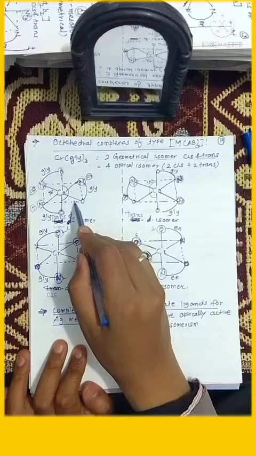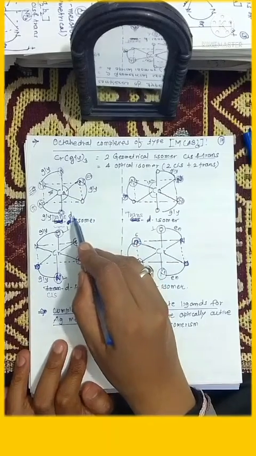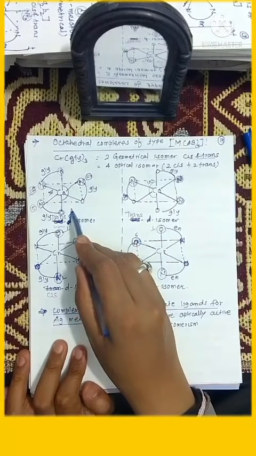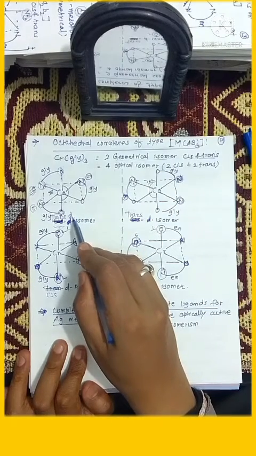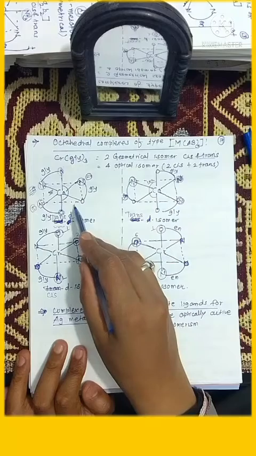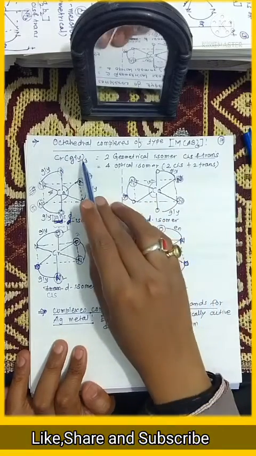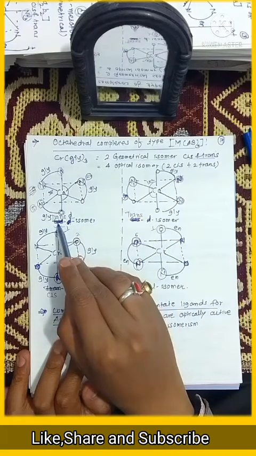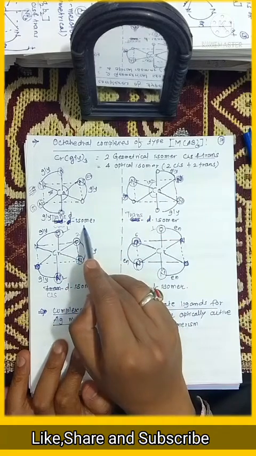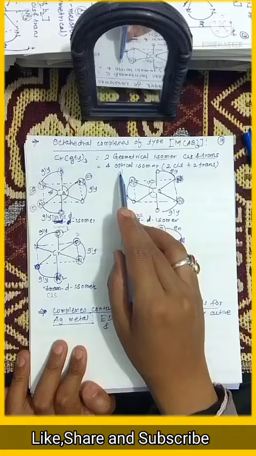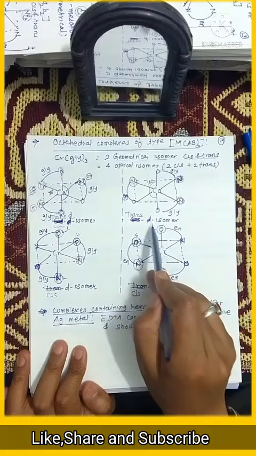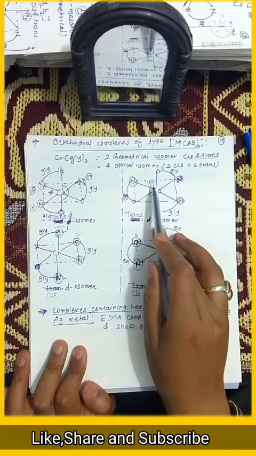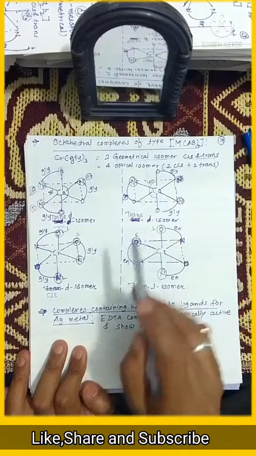This geometrical isomer basically rotates plane polarized light towards the right hand side. That's why it is the D form, the D optical isomer of this complex. That's why it is simply written as trans D. When we put a mirror in front of it, we get the trans L isomer, which is written like this.